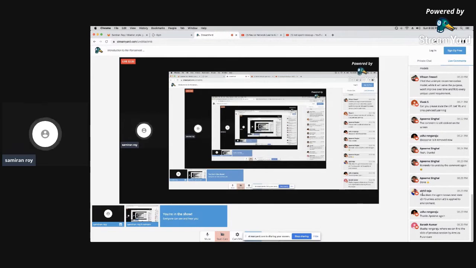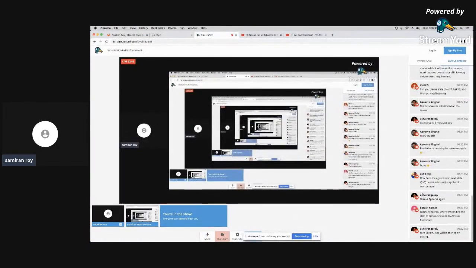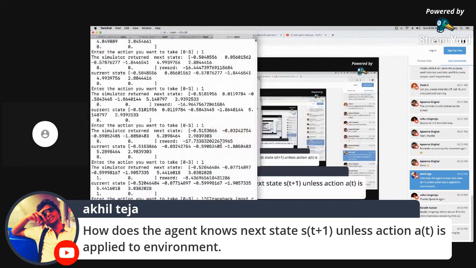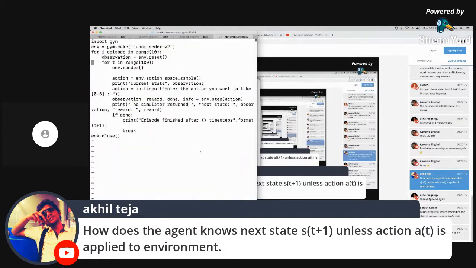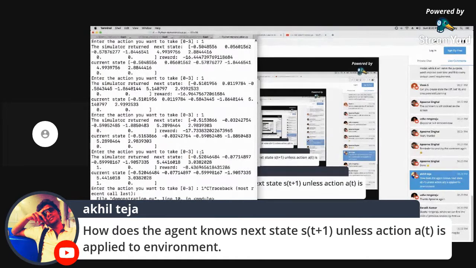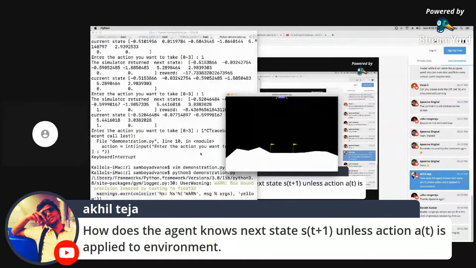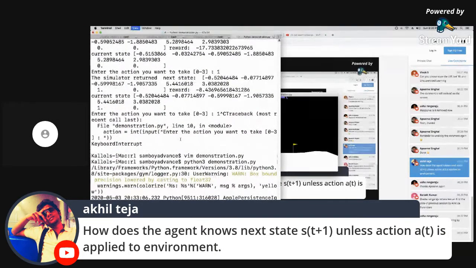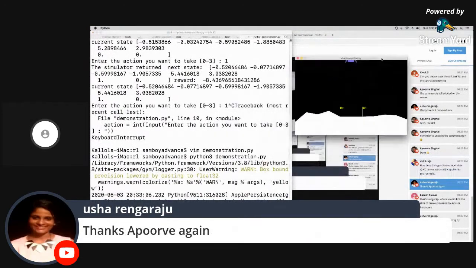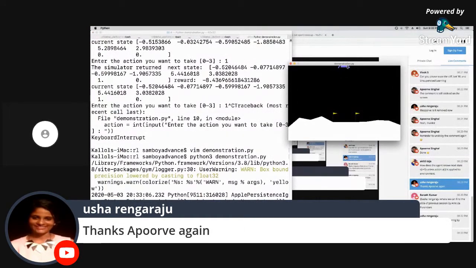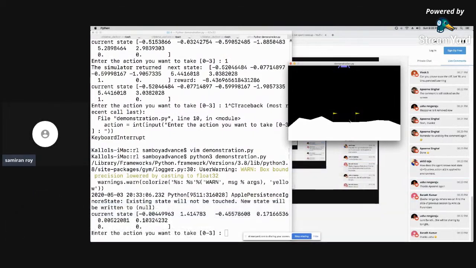I'll try to demonstrate this in practice. Hopefully this works. I hope this is visible. This is a very basic game where you have to land a spaceship in the middle of these two flags.